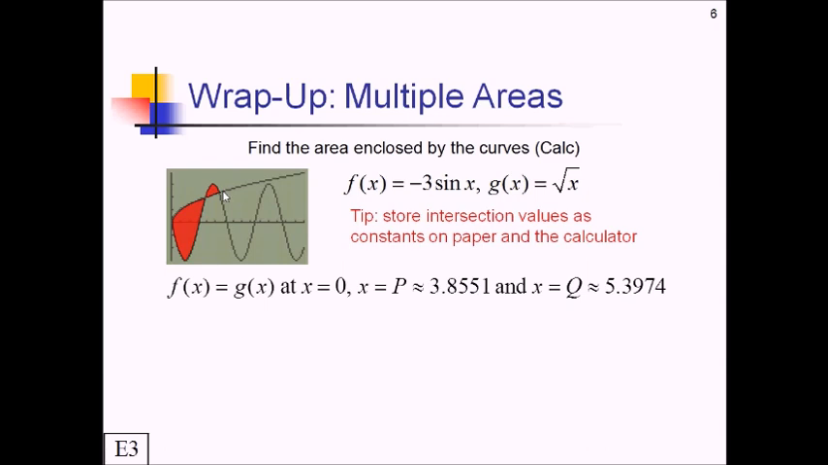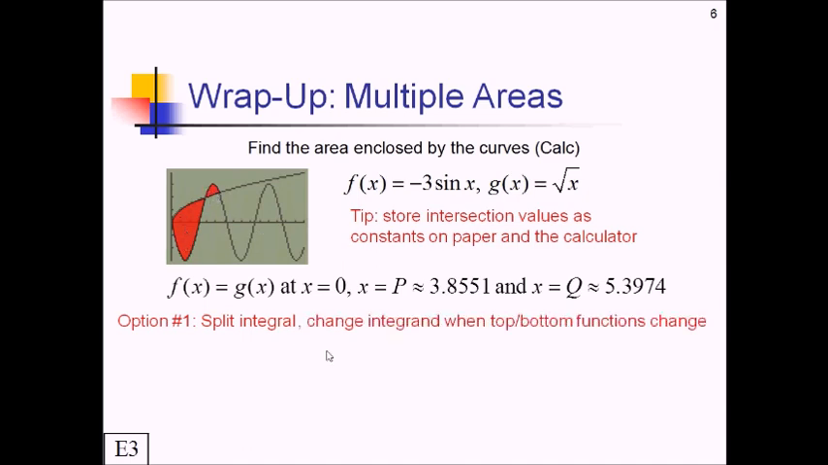So if you've got multiple areas, one option you could do is to split the integral up. And you have to do this because top minus bottom means different things in different integrals. So we're going to change the integrand when the top and bottom functions change position. So I'll start you off here. We can say area equals the integral from 0 to P, that's this first area here, of g of x minus f of x. That's the square root over the sine function. Don't forget your dx. Pause the video, see if you can get the next integral in this pattern.